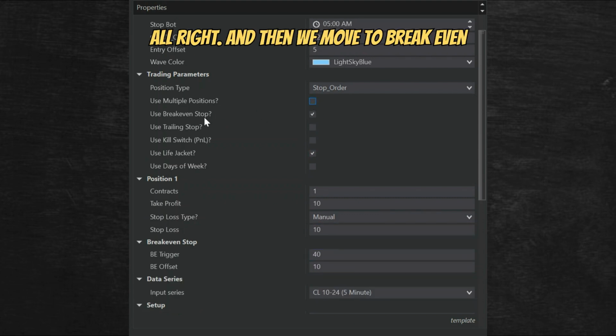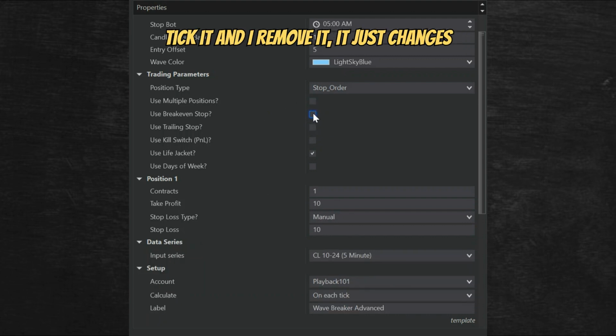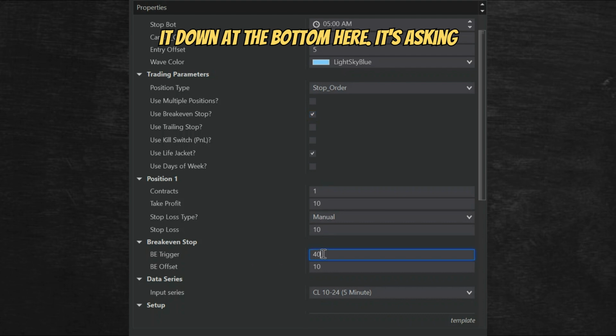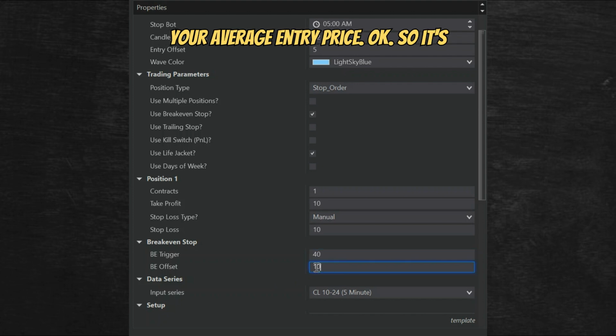Then we move to break-even stop. If I tick it, it changes the options down the bottom here. It's asking you for a trigger and then an offset. A trigger means once price hits that trigger, so once price hits 40 ticks above or below your entry, it will move the stop loss up 10 ticks above your average entry price. So it's just moving to a break-even stop. That's nothing new, and hopefully a lot of people use it with their ATM strategies.